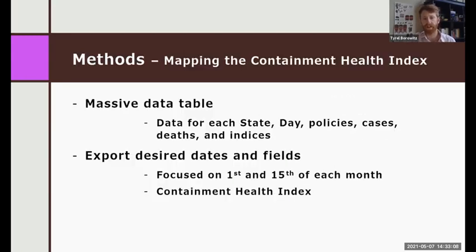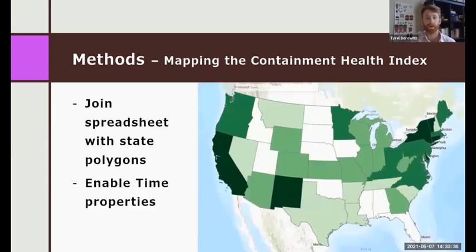So my first step was to take that massive data table from the Oxford group and decide what I wanted to focus on. So I had data for every single day for every single state. So I wanted to focus on the 1st and the 15th of each month. And I wanted to focus on the Containment Health Index, which looked at policies having to do with community restrictions as well as health policies like mask mandates and testing and vaccines. So I exported that data into a different table, and I joined that with the state polygons and enabled the time properties so that I was able to look at how those things changed over the course of the year.